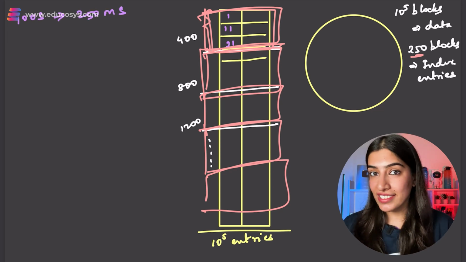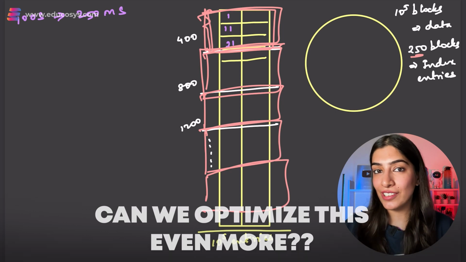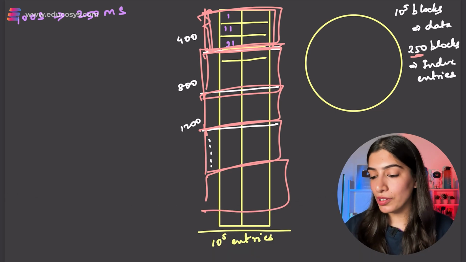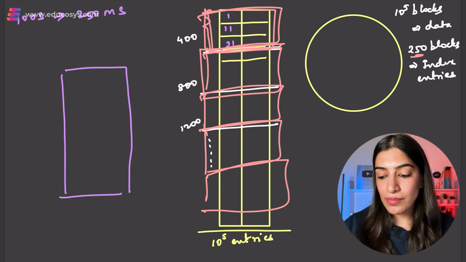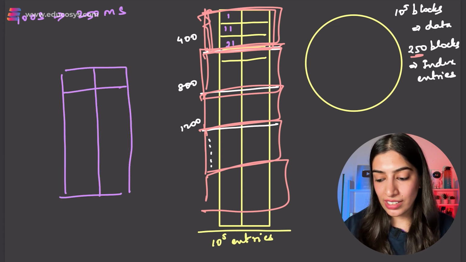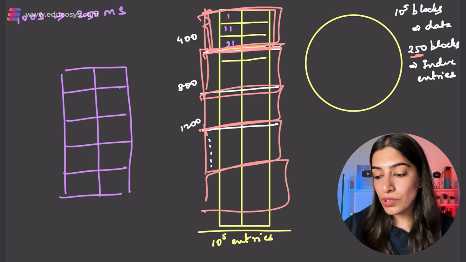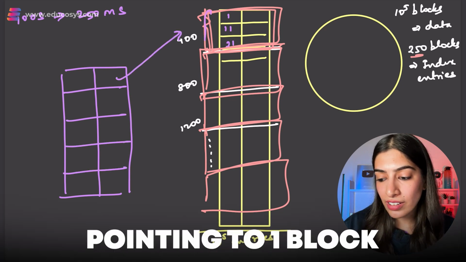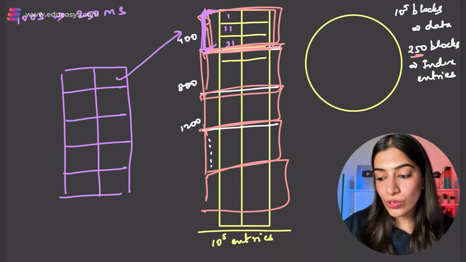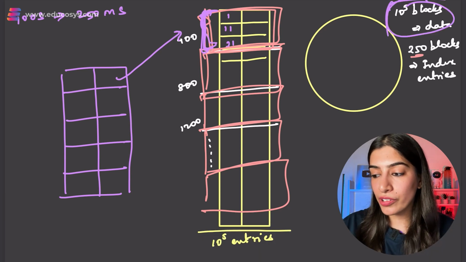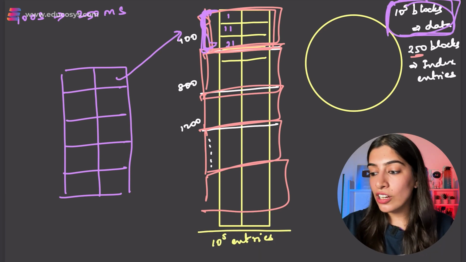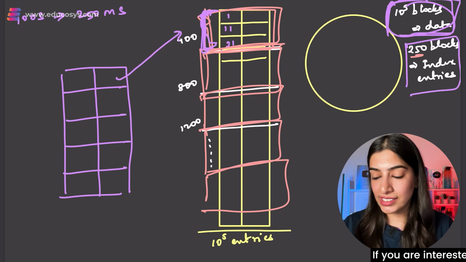But now the question is, can we optimize this even further? Let's see if it is possible. What I am going to do now is create yet another table, and I am again going to store index only in this. But now this is going to be pointing to the blocks that store our index entries and not the data entries. So there are 10 power 5 blocks for data, 250 blocks for index entries.